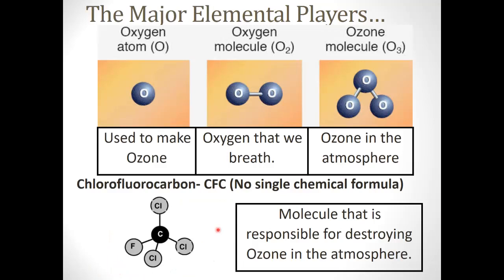Let's look at the players for anthropogenic. They should be familiar from the last slide. We have the single oxygen, we have the diatomic or breathable oxygen, we also have ozone. And then we have the anthropogenic molecule CFCs. There's not exactly one chemical formula for this. Basically, what we're going to focus on is one of these molecules. This can be chlorine, fluorine, bromine, and sometimes even nitrogen. These items in the ozone layer are capable of destroying ozone anthropogenically.